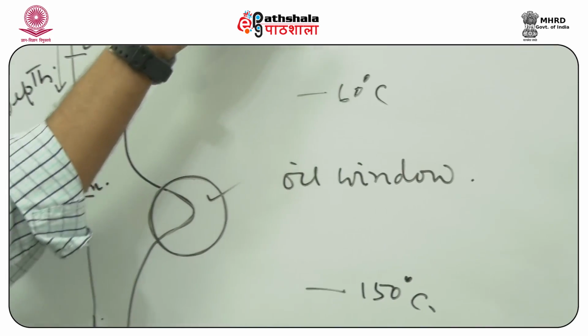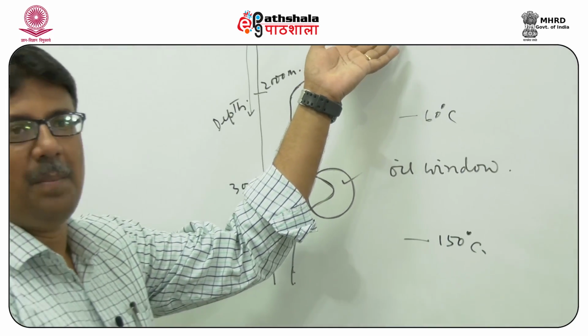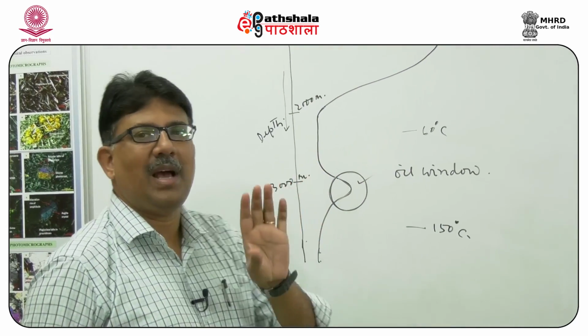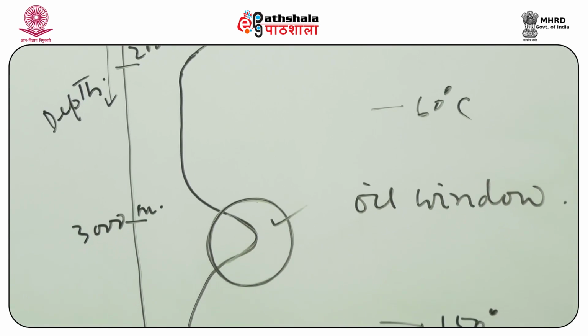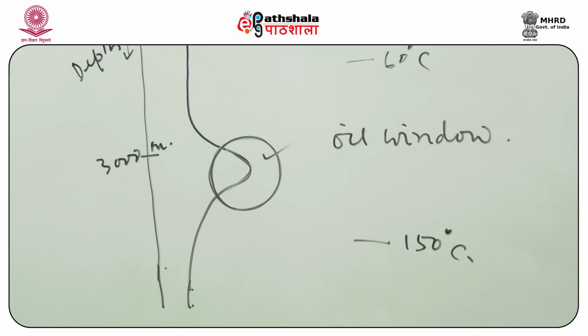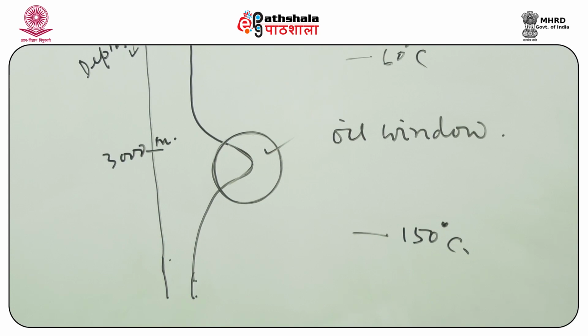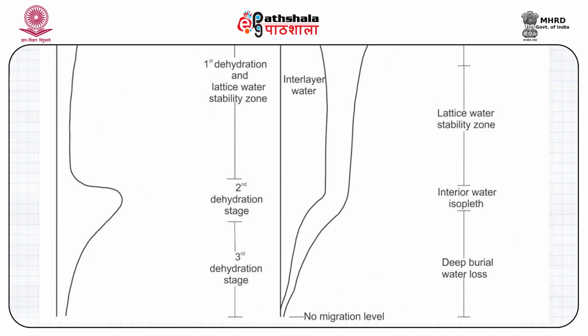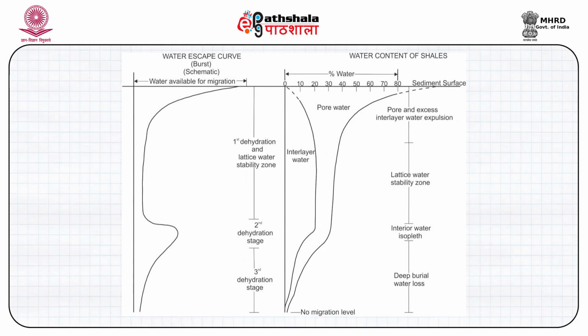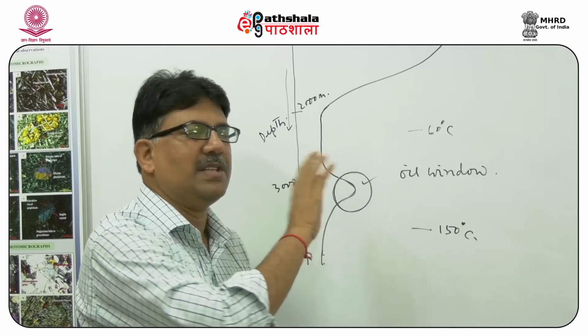Though this water does not have much role, it definitely will have a role during the migration of the hydrocarbon, that is, the primary migration of the hydrocarbon. Now, what is this water? This water is actually the lattice water that we get from the clay minerals. So, when the mineral starts breaking, the lattice water that gets released actually helps in this process.